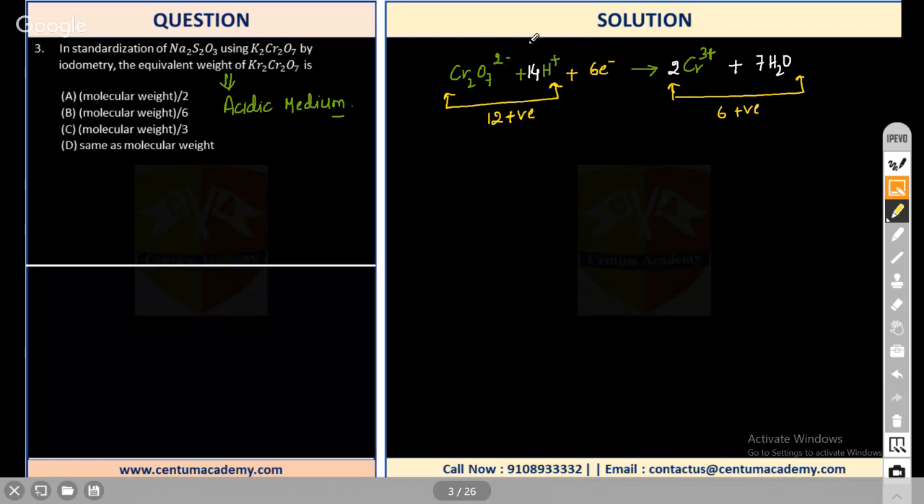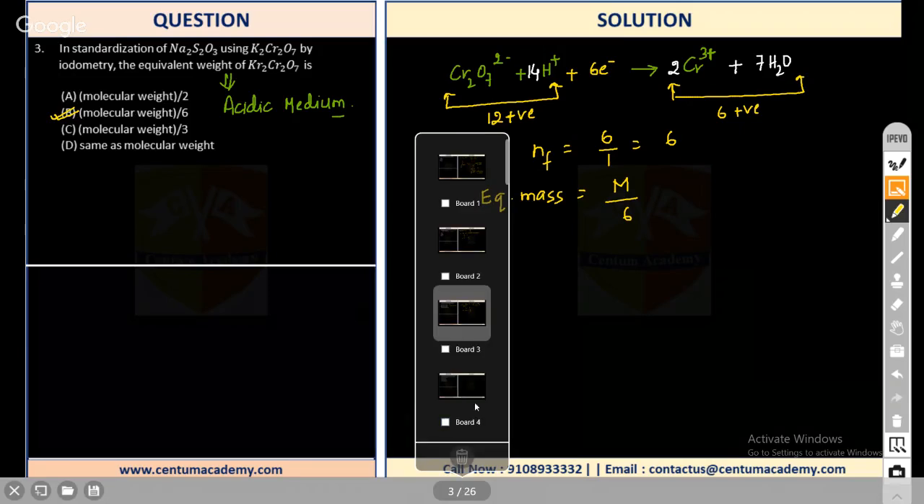Okay. So the N factor for this reaction will be what? The number of electrons exchanged, which is 6 per molecule. We have only one molecule of this, so the N factor is 6. So equivalent weight is equal to molecular mass divided by N factor, which is 6, and hence the answer will be option B. Right? Next question you see.